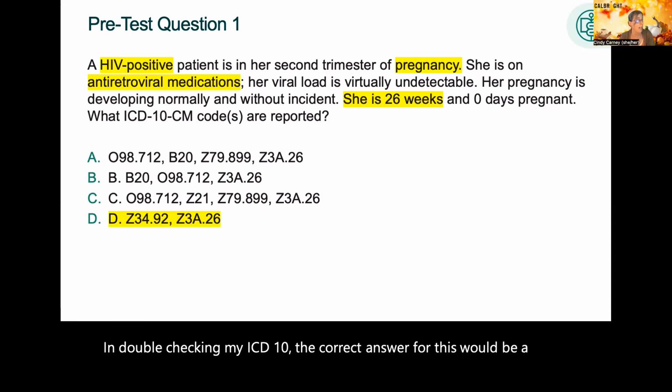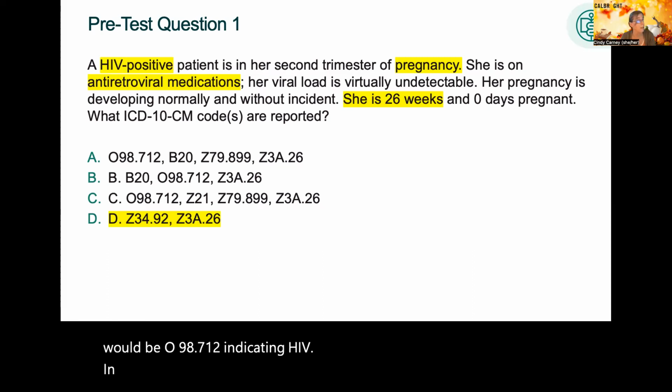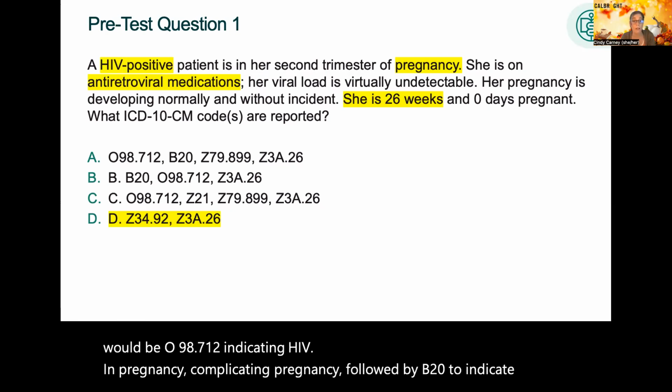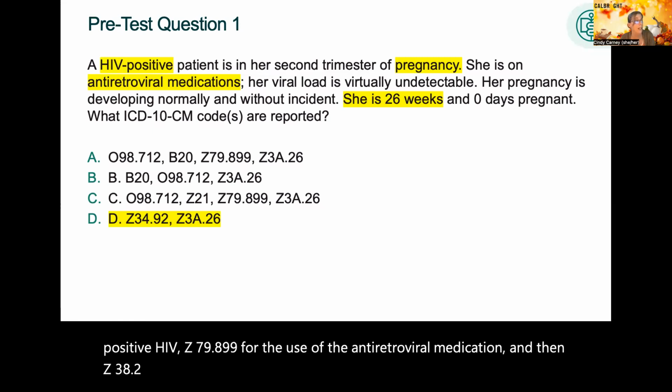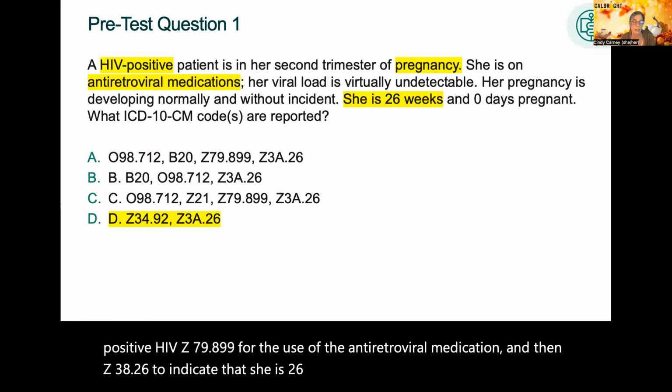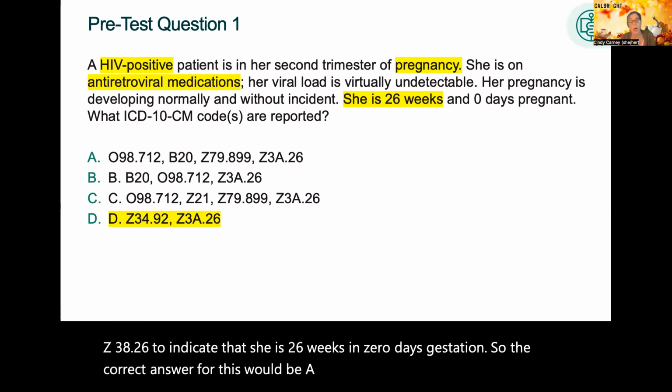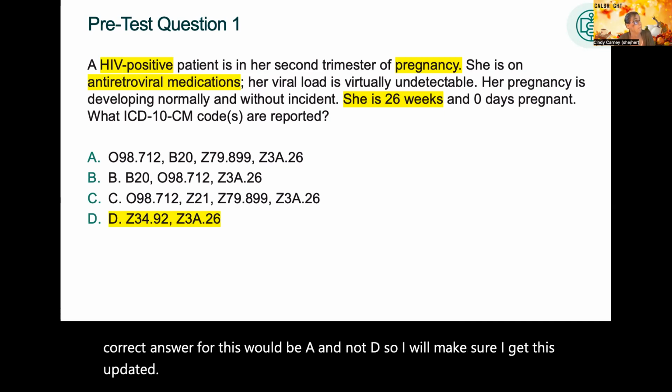It would be O98.712, indicating HIV in pregnancy, complicating pregnancy, followed by B20 to indicate positive HIV, Z79.899 for the use of the antiretroviral medication, and then Z38.26 to indicate that she is 26 weeks and 0 days gestation. So the correct answer for this would be A and not D. So I will make sure I get this updated.